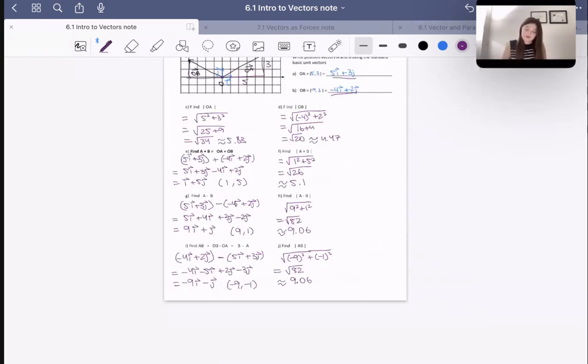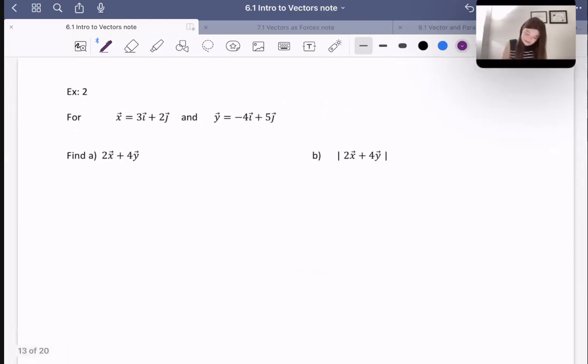All right, and let's do one more example here. This example says for vector x being the same as 3i plus 2j, and y being the same as negative 4i plus 5j, find 2x plus 4y, and then find the magnitude of 2x plus 4y. So how would we do this?